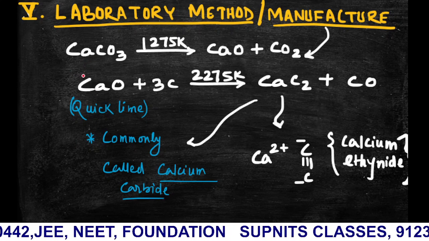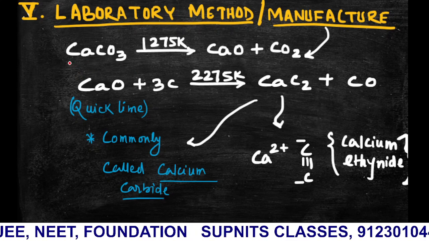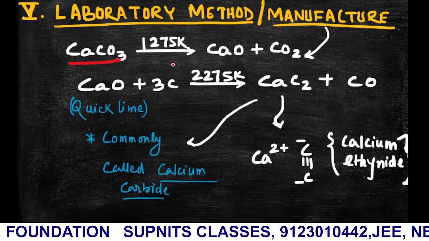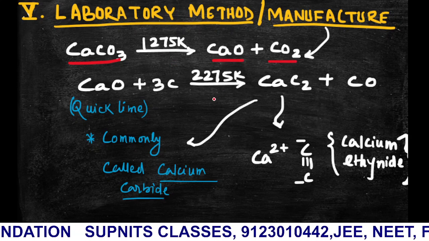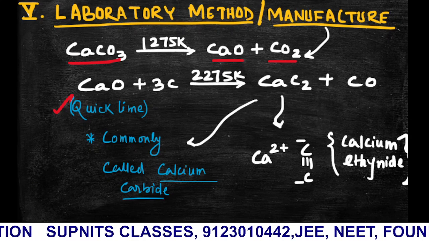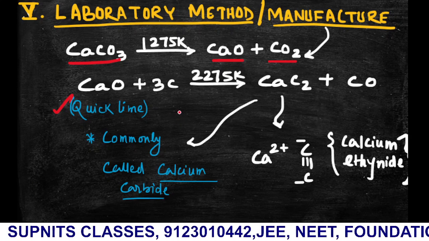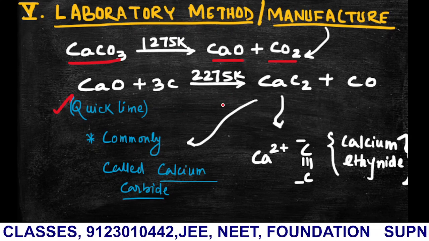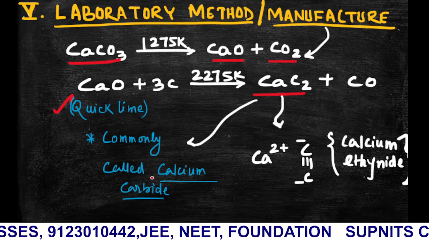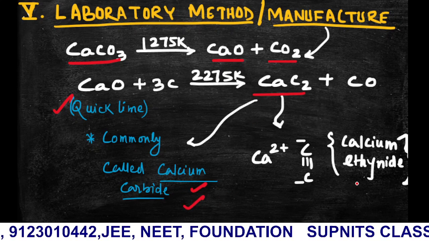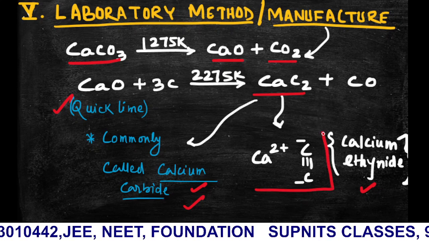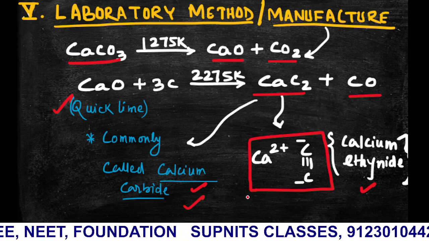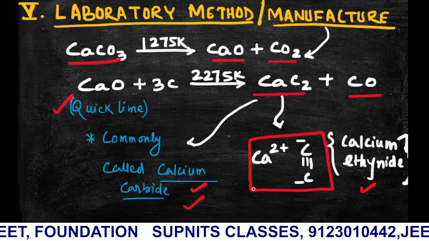And in that factory or industry, you are going to heat this calcium carbonate at 1275 Kelvin, which is approximately 1000 degrees Celsius, to form CaO and CO2. What is CaO? CaO is quicklime. After that you are going to add carbon, or coke, and at 2275 Kelvin, approximately 2000 degrees Celsius, it is going to give you calcium carbide, very commonly called calcium carbide, but chemically it is calcium ethynide. This is the actual formula, the structure of calcium ethynide, and CaC2 is very often termed calcium carbide.